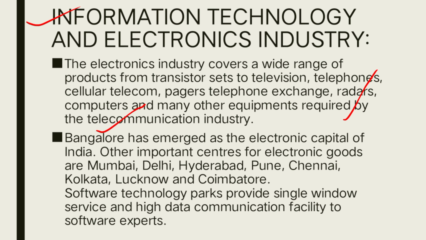Financial capital, we know Mumbai. Delhi is the national capital, and it is believed that Punjab is the agricultural capital because of the enhanced agricultural productivity. Some of the magazines reveal that. The other important centers of electronic goods are Mumbai, Delhi, Hyderabad, Pune, Chennai, Kolkata, Lucknow, Coimbatore. The software technology parks provide single window service and high data communication facility to the software experts.